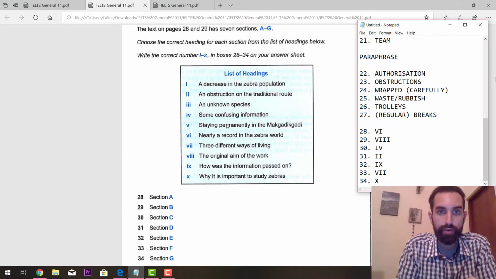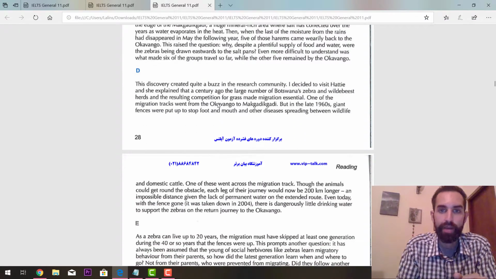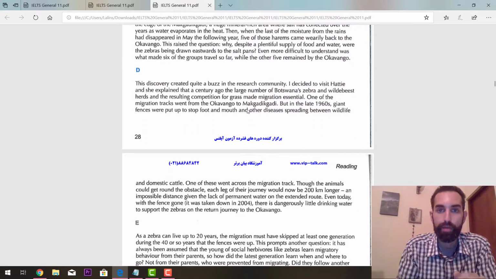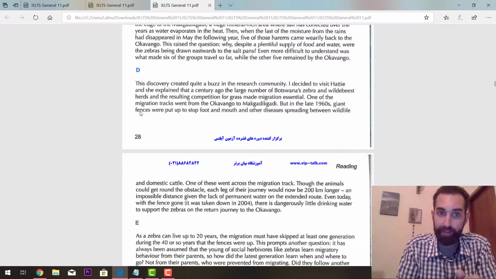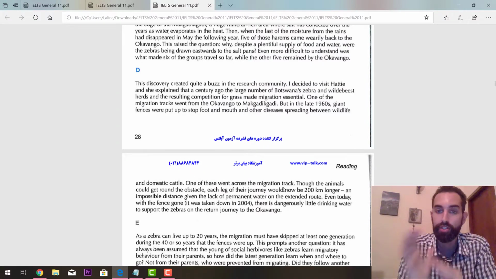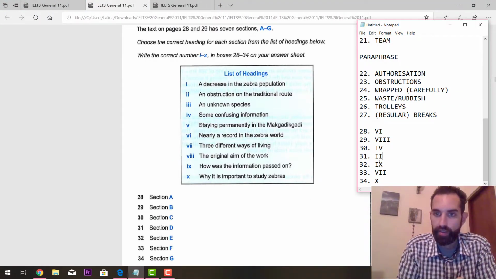Section D was 2, an obstruction on the traditional route. And that was fairly simple. They're talking about the fences that they put up over the migration trails. But in the late 1960s, giant fences were put up to stop foot and mouth and other diseases. One of these went across the migration track, and that is an obstruction on a traditional route. So that's simple enough.